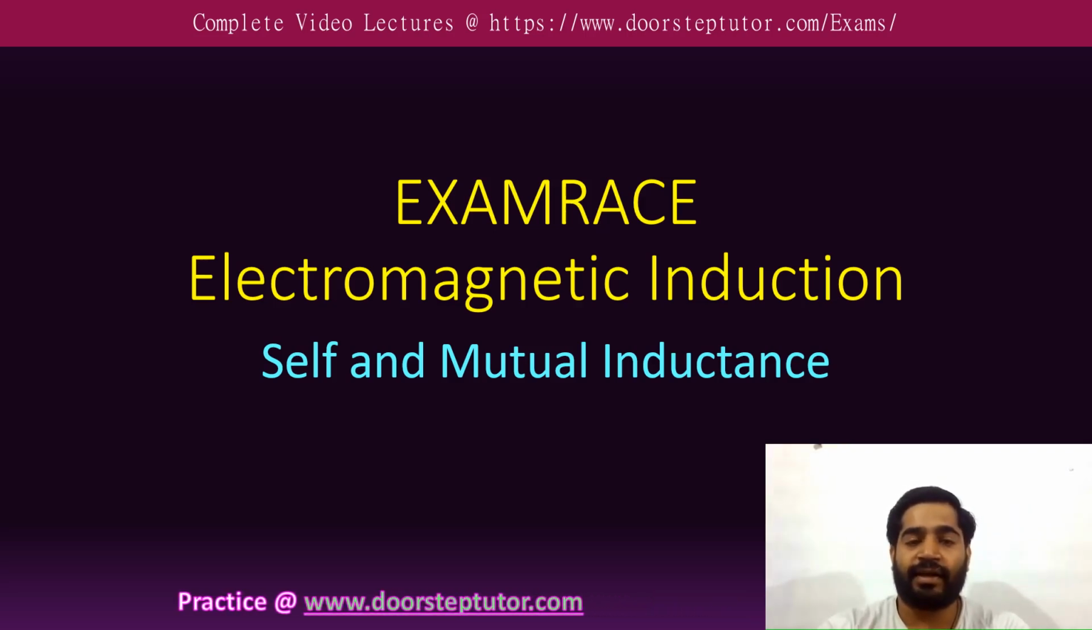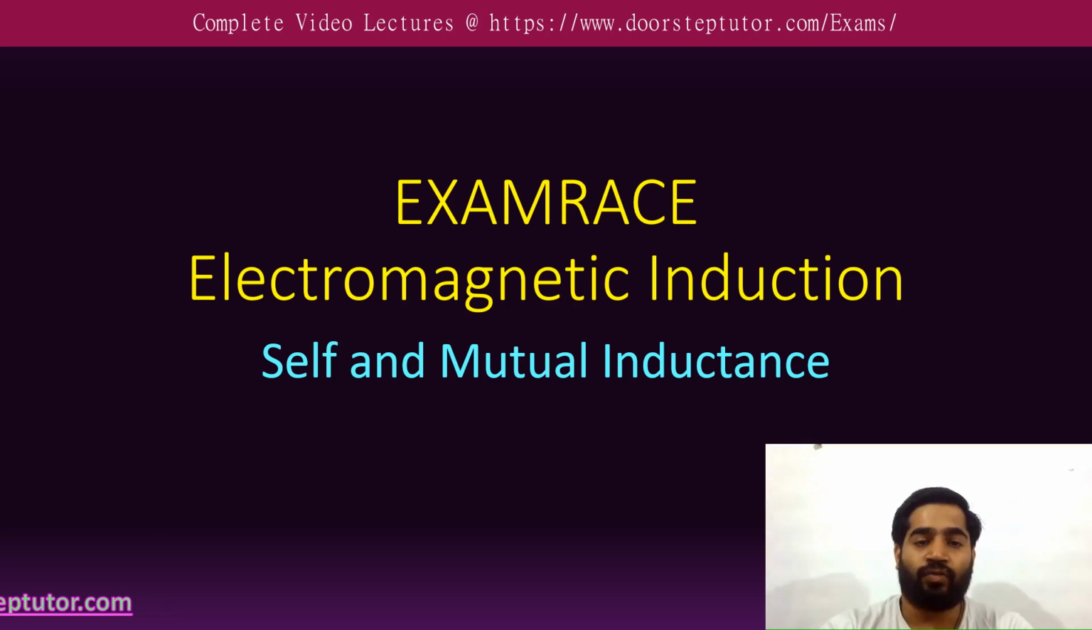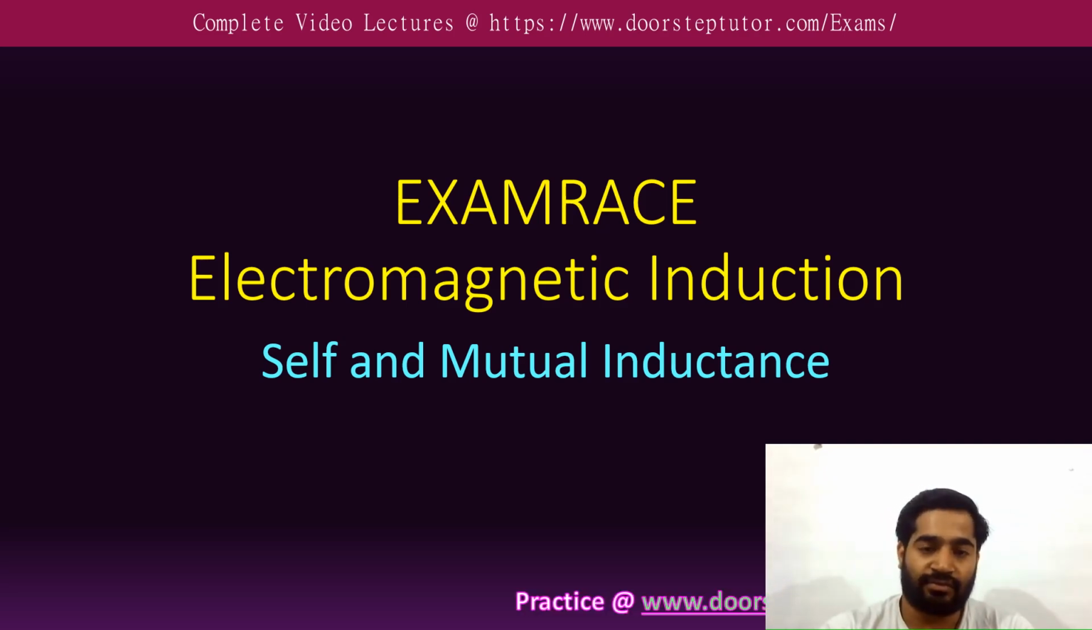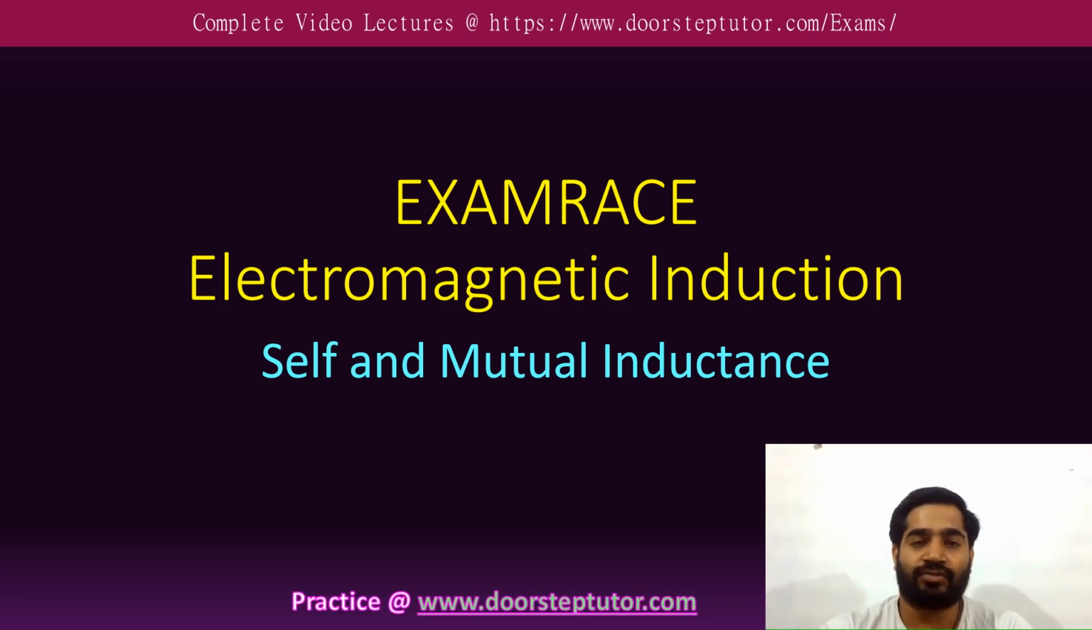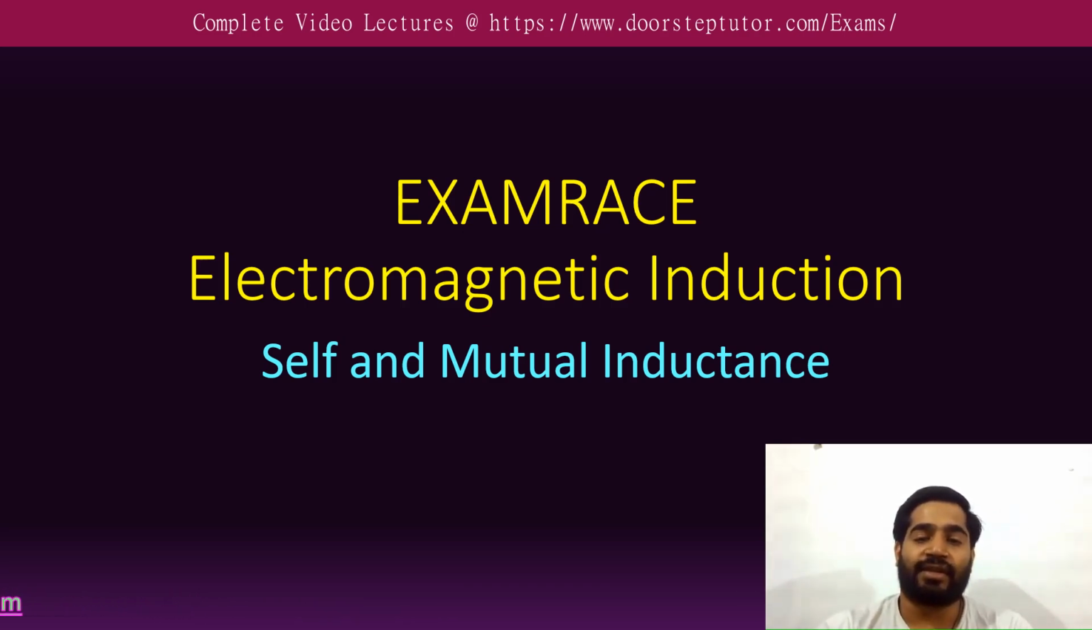This is electromagnetic induction, and we are here for self and mutual inductance. First we will see the difference between self and mutual inductance: what mutual inductance actually is, how it occurs, and how one inductance influences the other. That is what we will see in mutual inductance. Also we will see the time relation of mutual inductance and self inductance with current. We will see the problems that are based on inductance in this lecture.